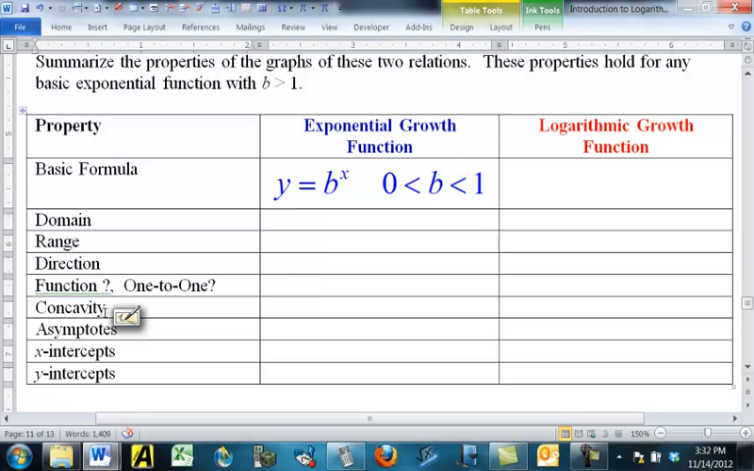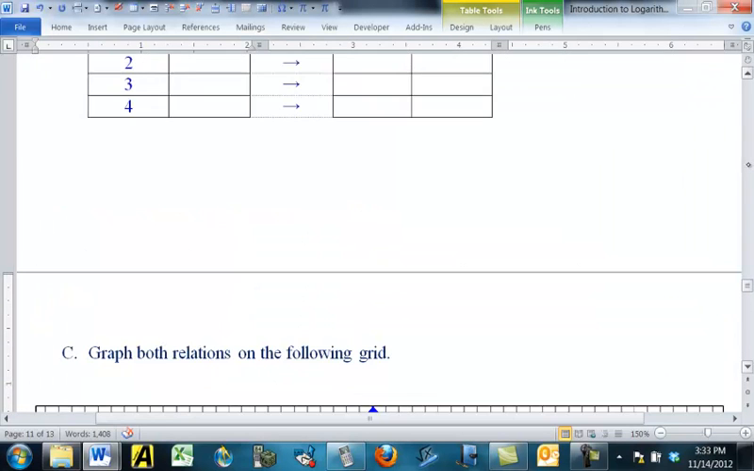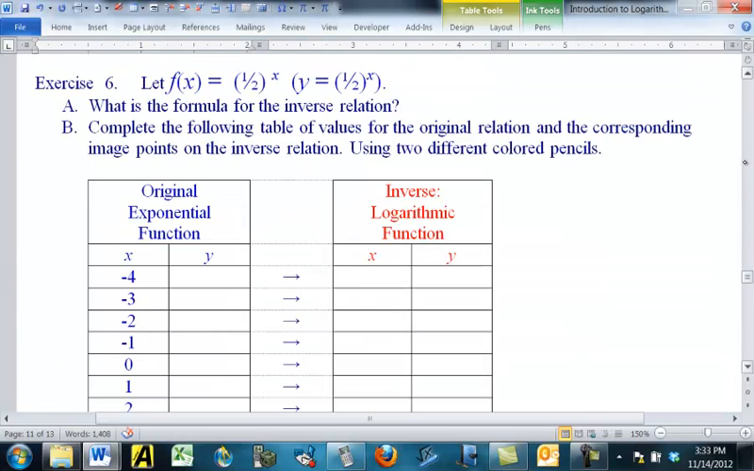in these examples. Okay? So press pause now. Go back and work this.